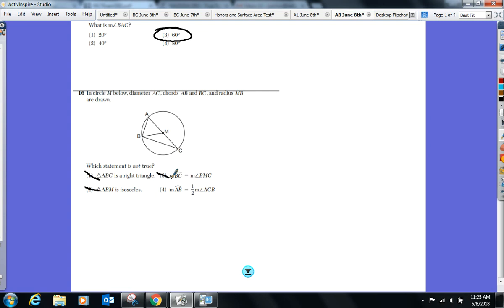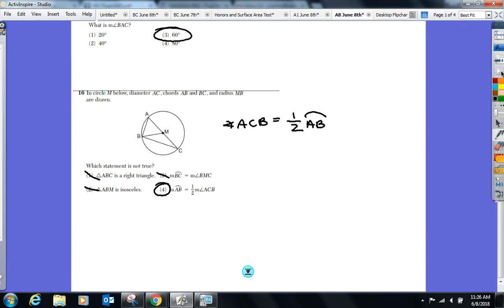ACB. What type of angle is ACB? It's inscribed, yeah. How do I find any inscribed angle? What was the rule? Half of its arc. What was the arc that belongs to ACB? Yeah, AB. So the 1/2 is put on the wrong one. It should be on the arc, not the angle, because it's equal to half the arc. Okay, so take your time. We all good there? All right.